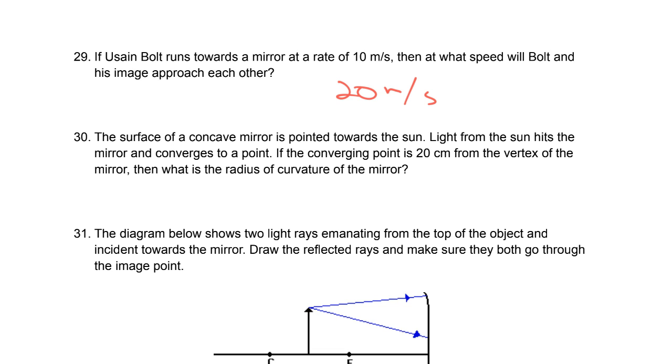The surface of a concave mirror is pointed towards the sun. Light from the sun hits the mirror and converges to a point. If the converging point is 20 centimeters from the vertex, what's the radius of curvature? We just need a very simple formula for this. I think I need to actually add it to your formulas, but it's the focal length. If you double the focal length, 2f equals the center of curvature. So if it's converging at 20 centimeters, the center of curvature is 40 centimeters.